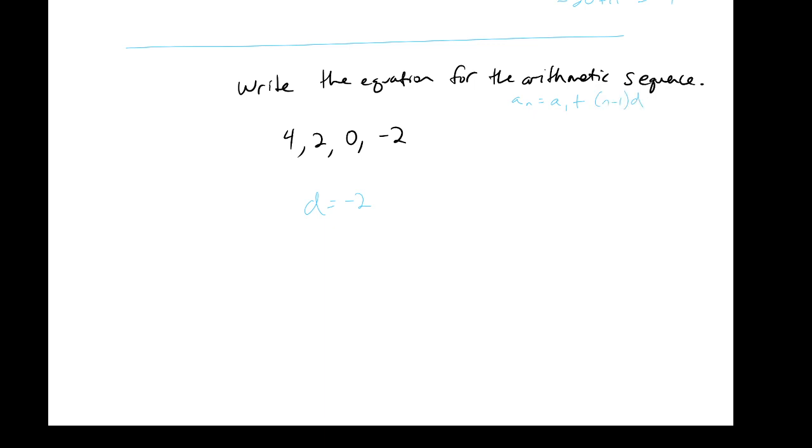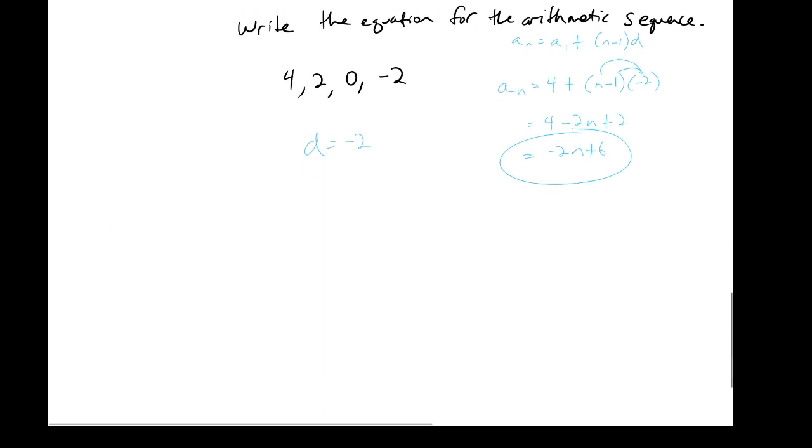Okay. And in this case, a sub n is going to be equal to our first term, 4, plus, again, we need to find n minus 1. But our d we already know is negative 2. So we're going to go ahead and distribute that. So we have 4. Okay, negative 2 times n is negative 2n. Negative 2 times negative 1 is positive 2. So then we're going to combine those together, and we're going to get negative 2n plus 6. And there you go. We have our equation here.